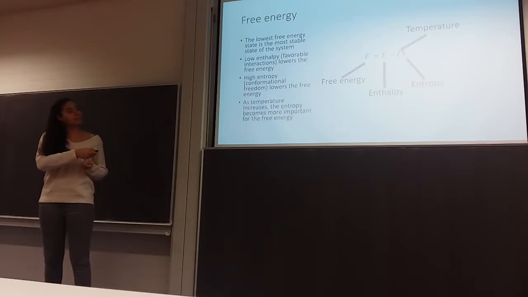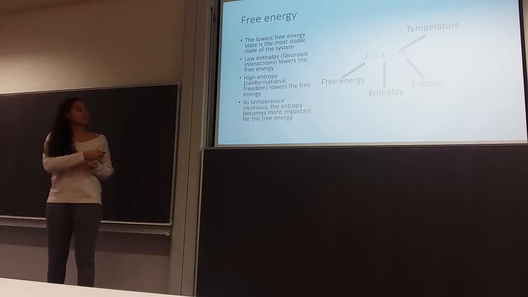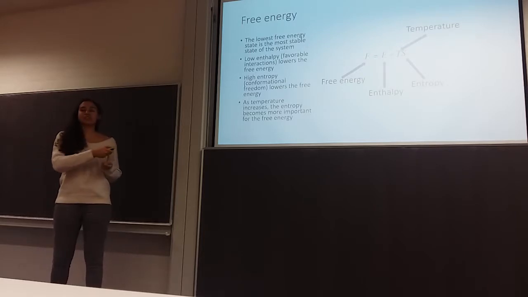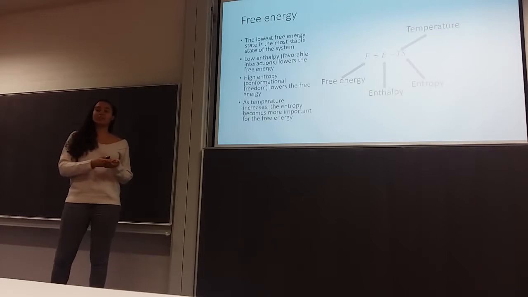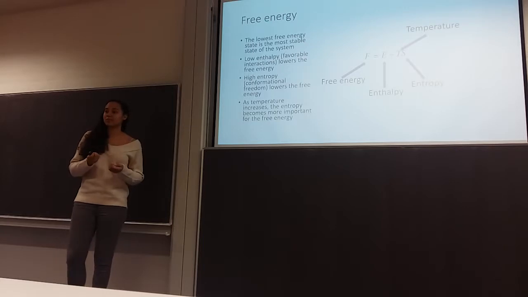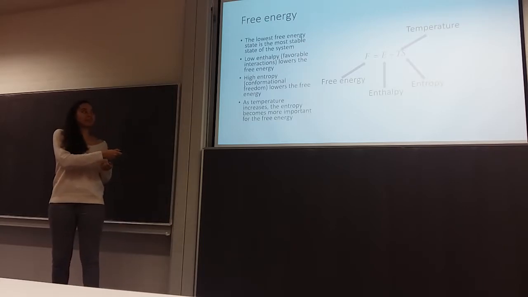And so what you can see here, there's this temperature in the formula. So if you increase the temperature, the entropy term becomes more and more important for determining your free energy. So if you go to very, very low temperatures, you basically want to minimize your enthalpy because the entropy is not very important. If you go to very high temperatures, then this becomes the dominant term.